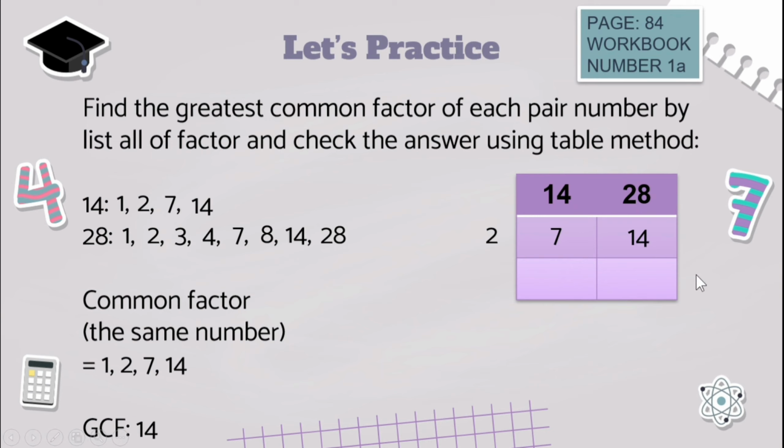7 and 14. What number can divide both of them? 7. 7 divided by 7 is 1, and 14 divided by 7 is equal to 2. So, because 1 and 2 don't have a factor that can divide both of them, we have the GCF: 2 times 7 is equal to 14.